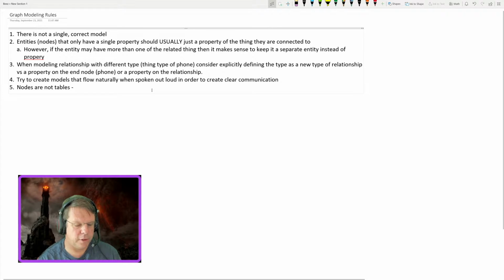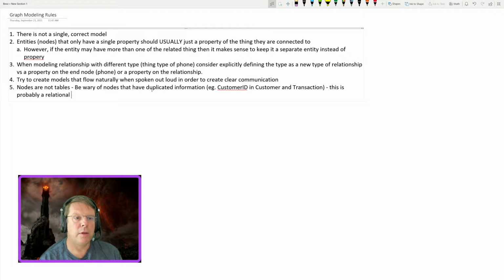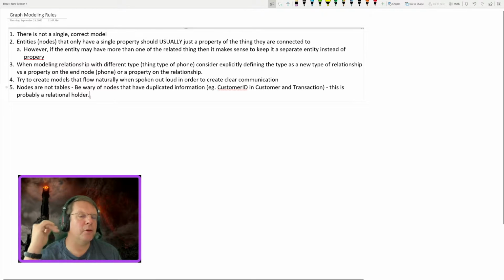Sort of as a corollary to this, be wary of nodes that have duplicated information. So again, for example, customer ID in customer and transaction. This is probably, I'm going to call it a relational holdover, right? Making that up on the spot. So again, it's a concept that I've probably used here because I'm thinking in a relational way. I'm thinking the tabular way. And again, that's normal. Don't feel bad about that.